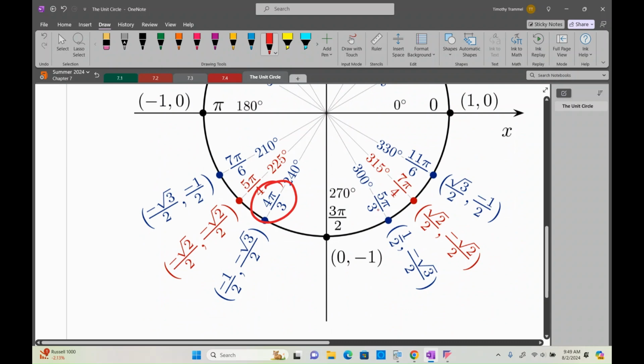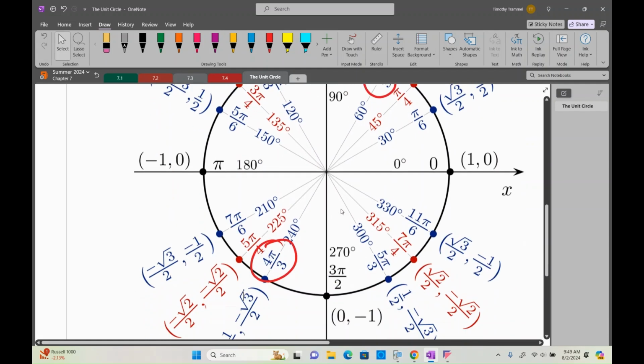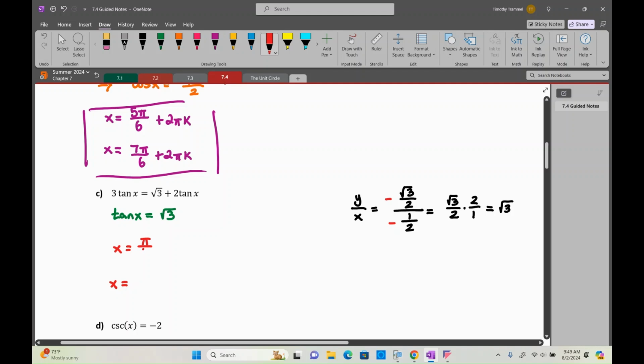If I do y over x at pi over 3, or y over x down here, they're both going to give me that tangent is the square root of 3. So let's go record those: pi over 3, 4 pi over 3. And we were adding 2 pi k up here for two reasons. One is that these angles are coterminal, but also the period of sine and cosine is 2 pi. With tangent, its period is actually just pi, so I can just add pi k.